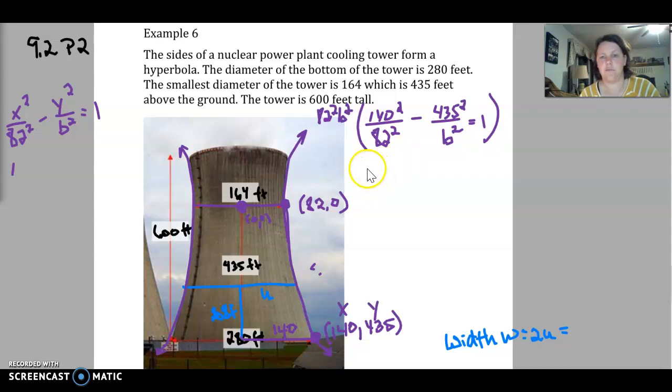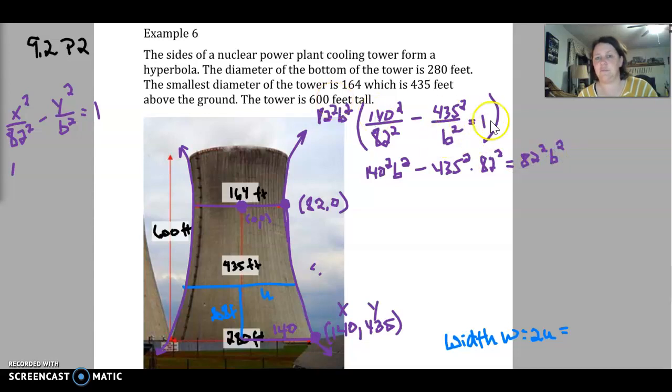Okay, so we'll have 140 squared. There we go. 82 squareds will cancel, so we'll have 140 squared b squared minus 435 squared. Now on this side, the b squareds for this term are going to cancel, but we'll still have to multiply it by 82 squared. If you multiply those two together, you're going to get a really big number, so just leave them like that. And then on the right hand side, we will get 82 squared b squared.